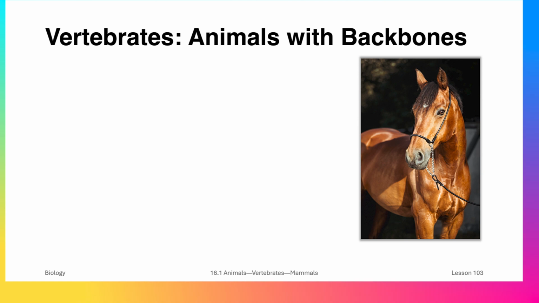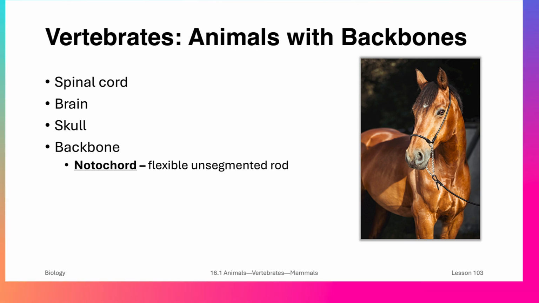So vertebrates are animals with backbones. And in that backbone, there's a spinal cord, and they have a brain, a skull, as I said, a backbone. And a backbone begins phylogenetically as a notochord. And a notochord is a flexible rod, which is the precursor to the backbone. The backbone is generally made up of segments called vertebrae. The notochord, however, is a single flexible rod that makes up the backbone.